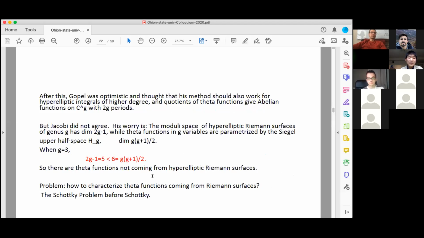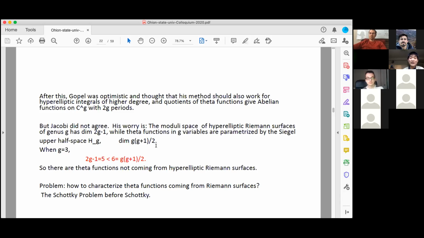Now after this, Jacobi was very optimistic. He thought his method should still work for hyperelliptic integrals of higher degree, and that the quotient of theta functions should give abelian functions on CG with 2G periods. That's what he thought, but Jacobi did not agree.